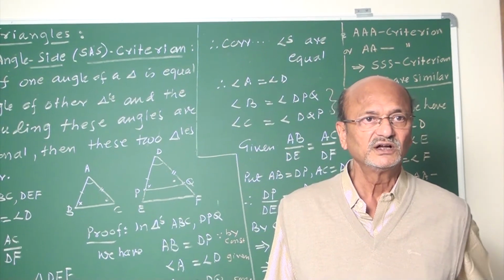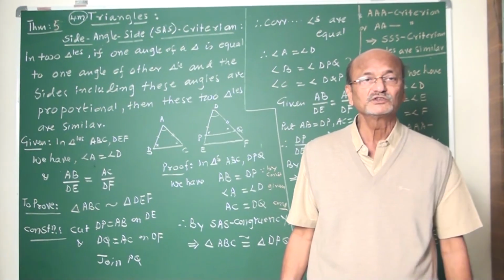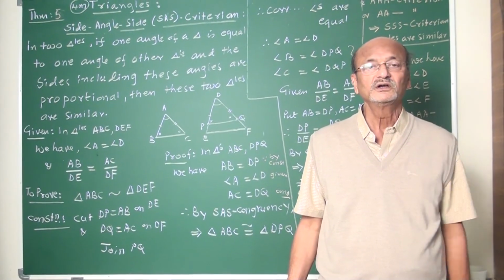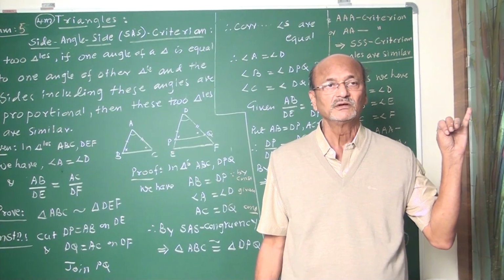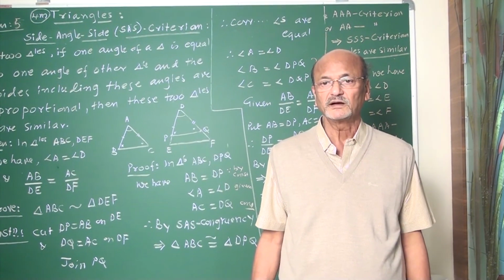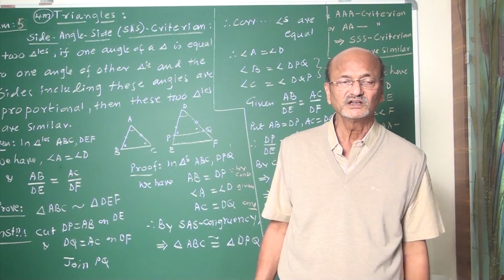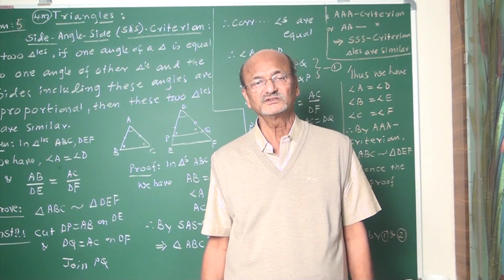Yes, my friends. Today this is enough. Now it remains to do the examples based on all these four criteria: triple A, double A, triple S, SAS. By making use of these four criteria, we have to do some examples. That is in the next exercise, my friends. I will do it in the next class, next video.